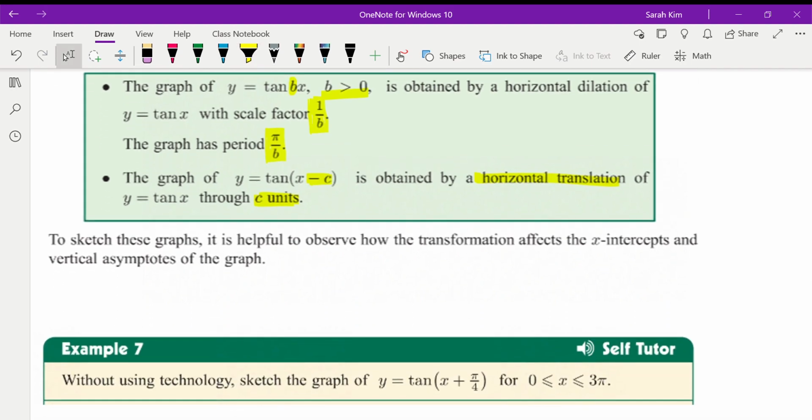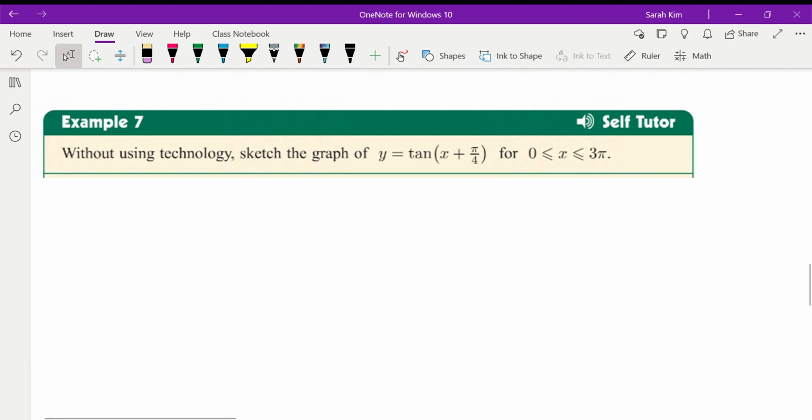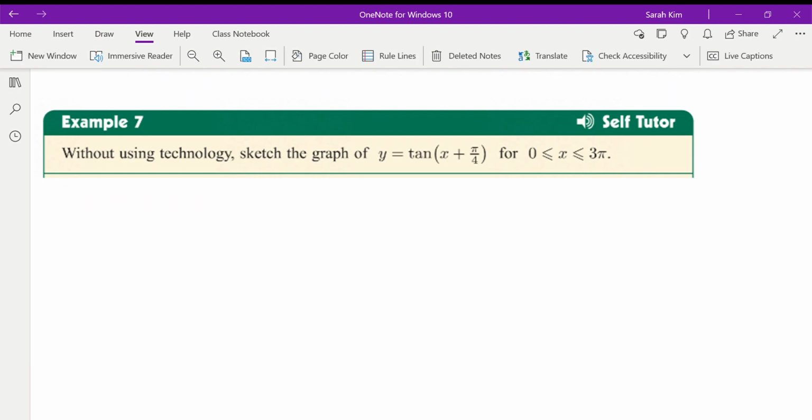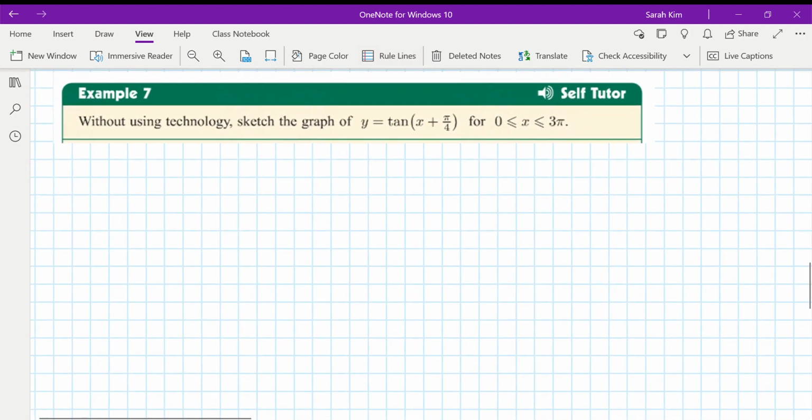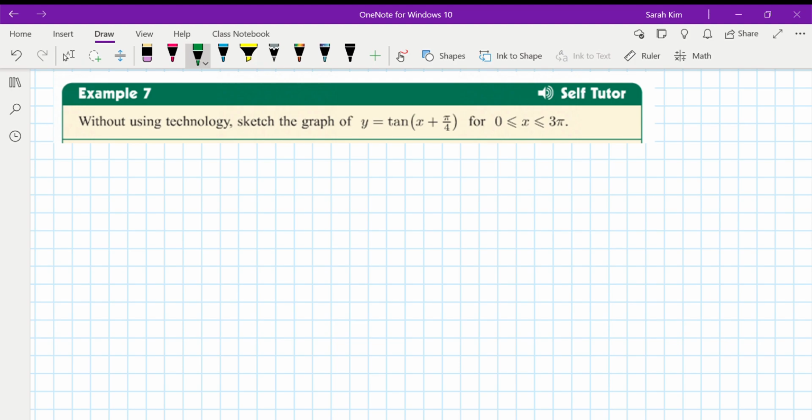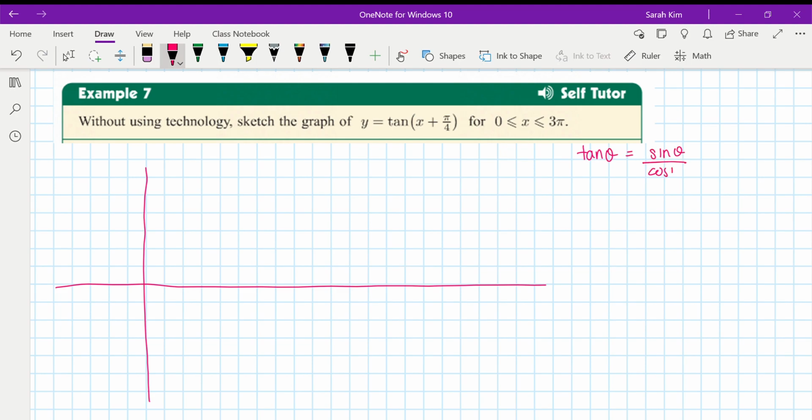Alright, so we're going to have a go at example 7. Without using technology, we have to give sketching the graph a go. So I'm going to start with a bit of graphing paper, and then I'll start by drawing my tan function. I'm going to see if we can remember how to draw them without a cheat sheet. So tan theta, we can write it as sine theta over cos theta. Now if you don't remember anything, that's okay, just start there.